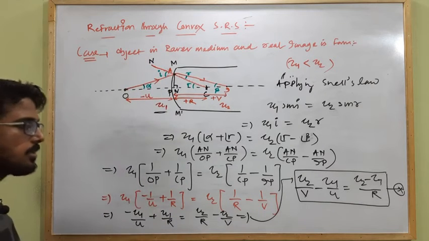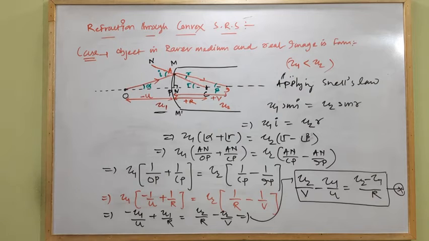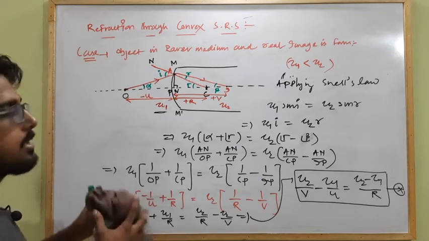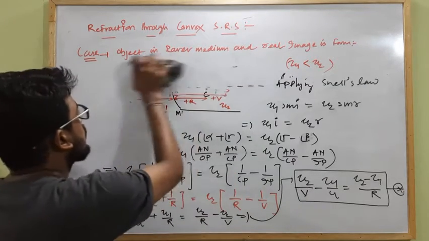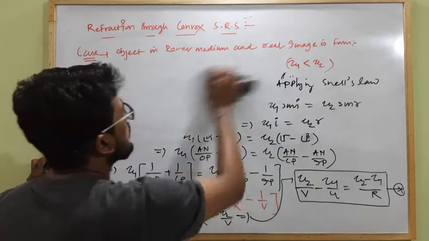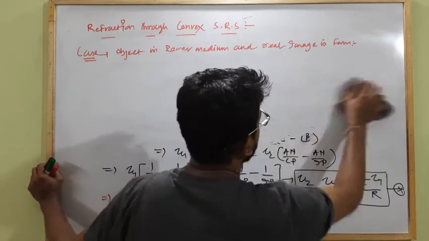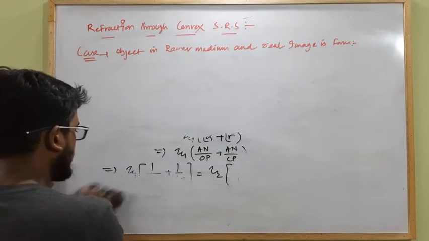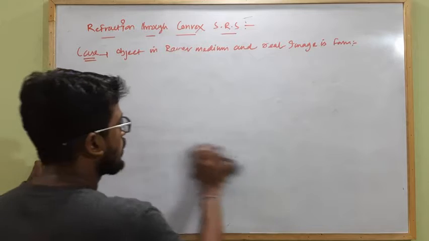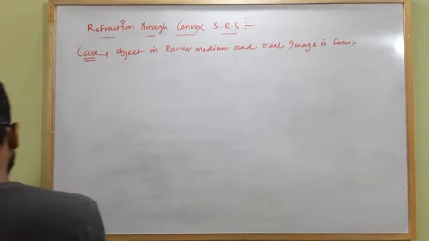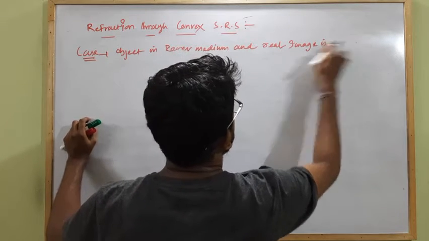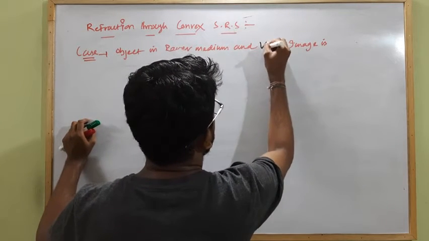Clear? Next case we will study is the same refraction through a convex spherical refracting surface, where the object is in rarer medium but the image is virtual. In the previous case the image was real, now the image will be virtual. So all the derivations are mostly common, only the ray diagram will differ a little bit. Clear? So the image is virtual.